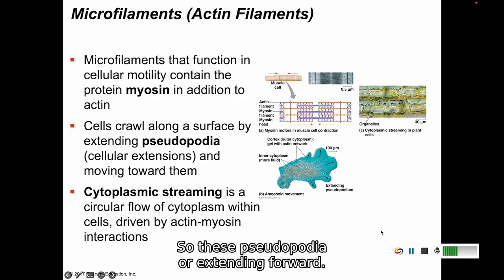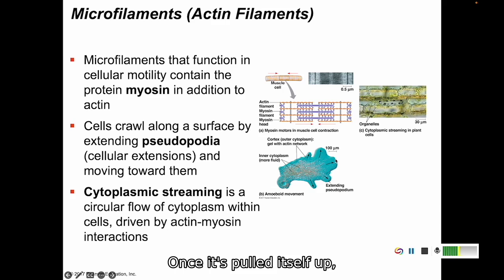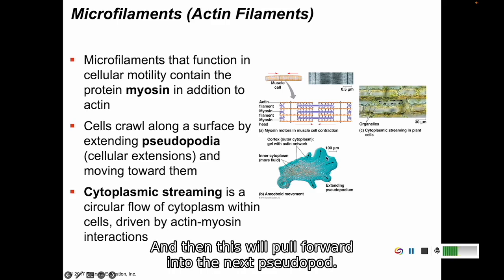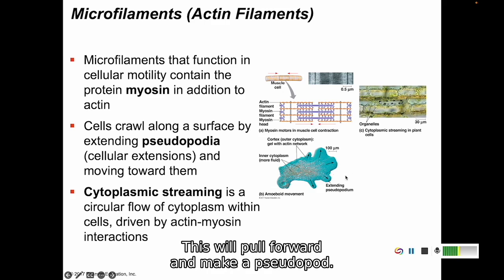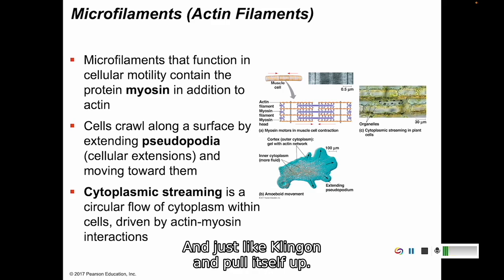So these pseudopodia are extending forward. So the cell is going to pull itself in that movement. Once it's pulled itself up, it can release from here, and then this will pull forward into the next pseudopod. This will pull forward and make a pseudopod. So it just lets a cell grab on and cling on and pull itself up.